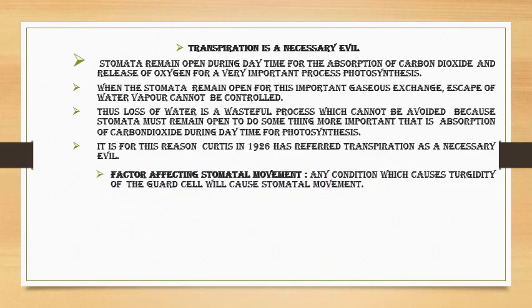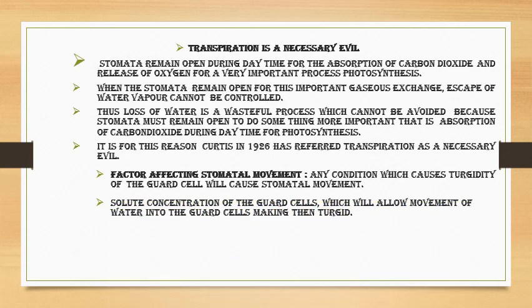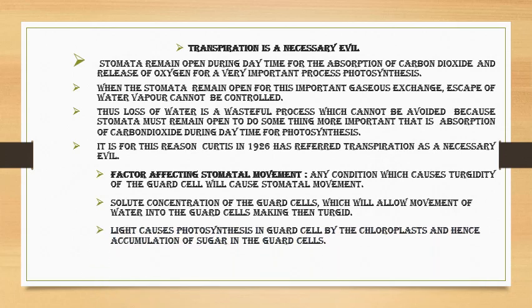Factors affecting stomatal movement. Any condition which causes turgidity of the guard cell will cause stomatal movement. Solute concentration of the guard cell will allow movement of water into the guard cells, making them turgid. Light causes photosynthesis in guard cells by chloroplasts and hence accumulation of sugar in the guard cells. Concentration of potassium ions in the guard cells also matters.